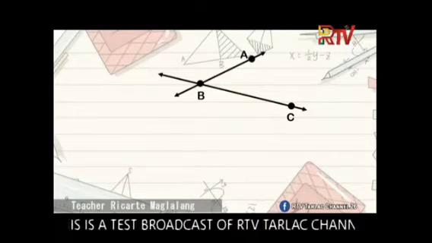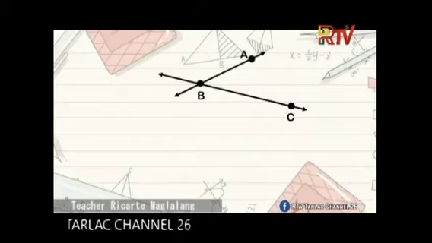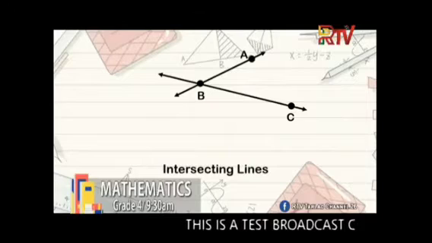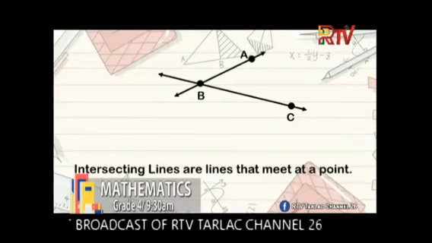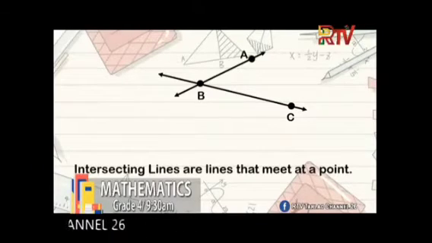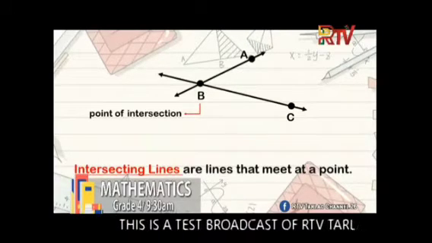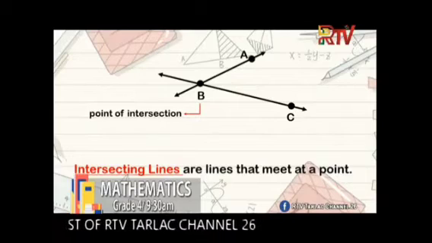Very good. Did the lines meet or cross each other? Good job. At what point did they meet? Yes, at point B. What do you call now lines AB and BC? Lines AB and BC are called intersecting lines. What then are intersecting lines? Intersecting lines are lines that meet at a point. I repeat, intersecting lines are lines that meet at a point. What do you call the point where the lines meet? It is called the point of intersection. So in this case, lines AB and BC, point B is the point of intersection.